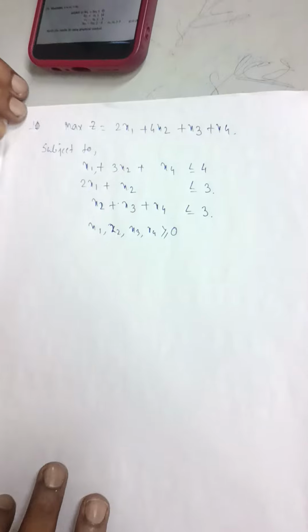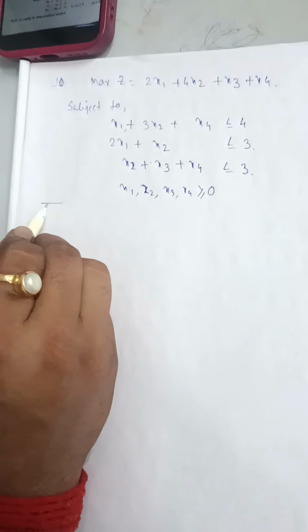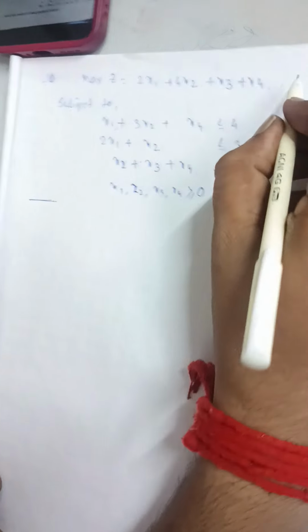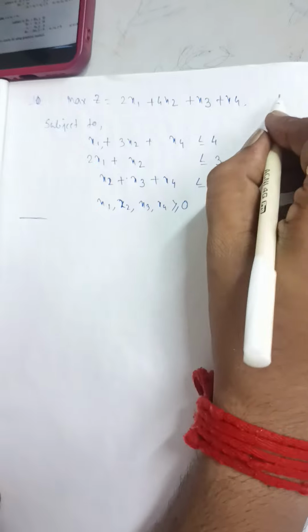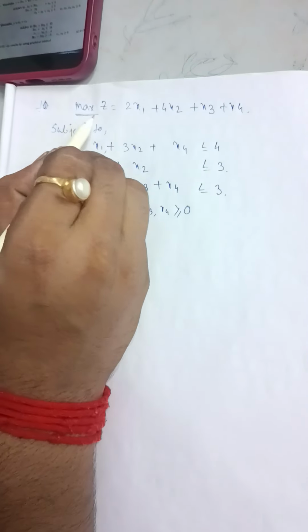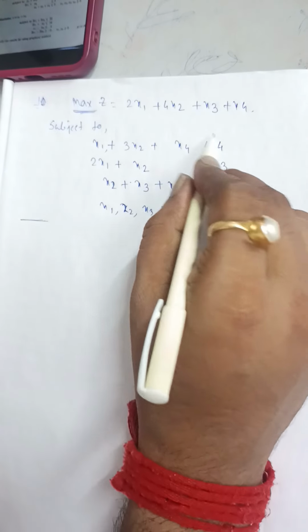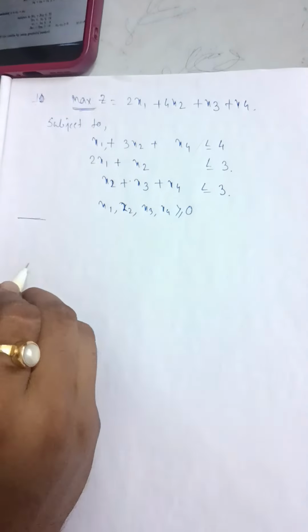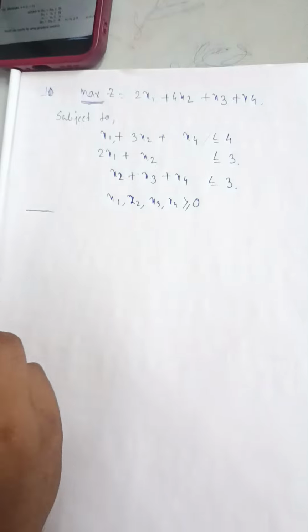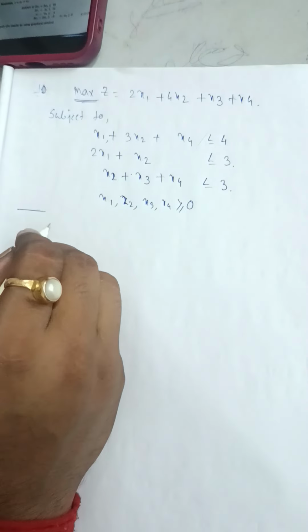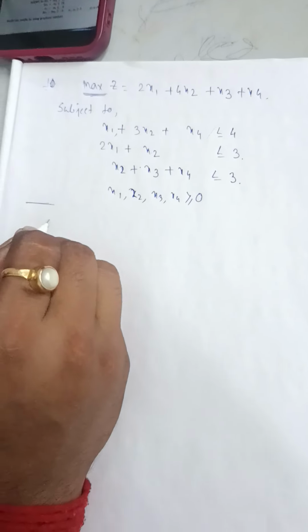So basically, while solving this problem using the simplex method, we first have to look at the method we are going to use. It is for maximization problems, along with all these less than or equal to conditions. So what is my first target? I have to convert all these less than or equal to into equals to.